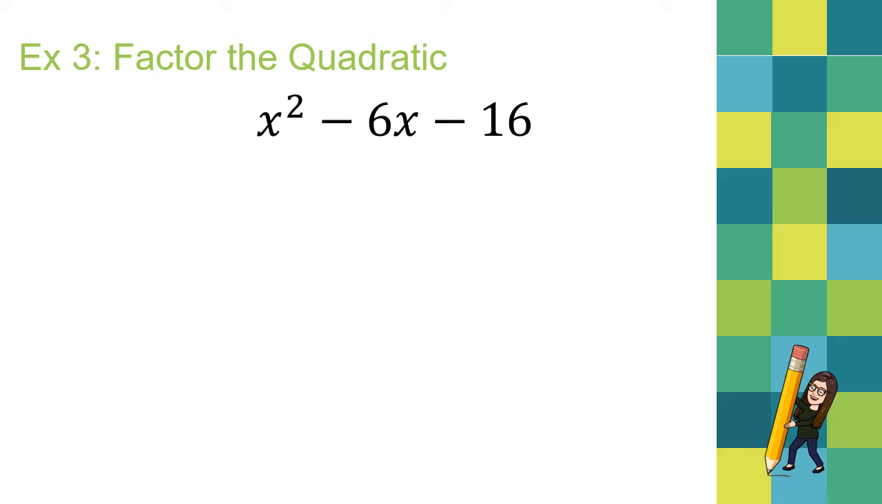Example 3. Pause this to write it down, and let's take a look. You'll notice I have negatives. So this is what I like to call the sign game. We're going to play the sign game a little bit. So I'm going to set up my parentheses first. I know I'm going to have x and x.